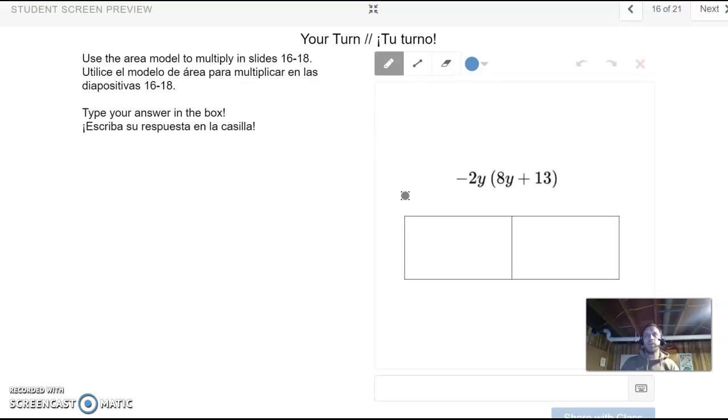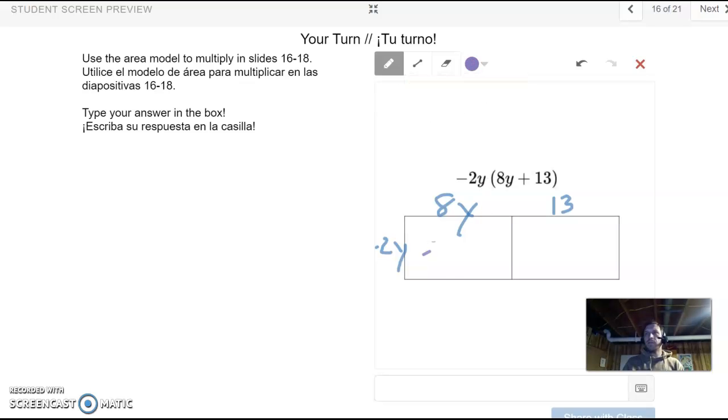All right, so here's your turn. Let's model this out. So I'm going to put the negative 2y here, the 8y here, and the 13 here. Notice no negative number. It's not subtraction, so I don't need to put that with the 13.